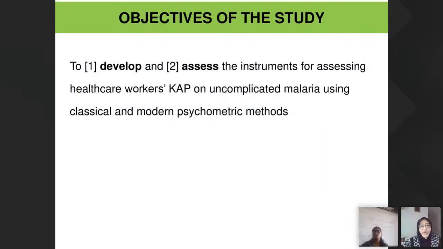Okay, so we look at the objective of the study. Remember from the beginning, on how to develop, you must have your objective and research question. I'm not putting it here, but go straight to the objective of the study. So this instrument, we want to develop and assess the instrument for assessing the healthcare workers' KAP on uncomplicated malaria. And we are using the classical and modern psychometric methods, the CTT and the IRT.